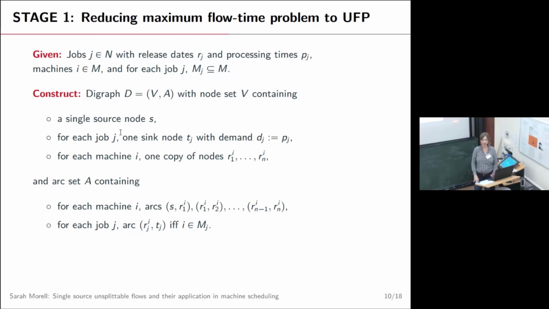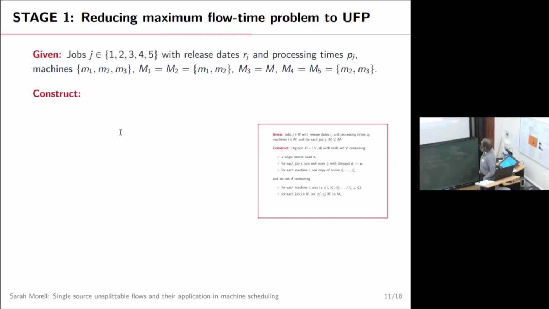We'll have a quick example afterwards to see how it works. For the arc sets, we have for each machine the arc s to the first node of this copy, and then going from one to another one. And for each job, we add those arcs Rji to tj, so to the terminals, whenever i is in the set Mj.